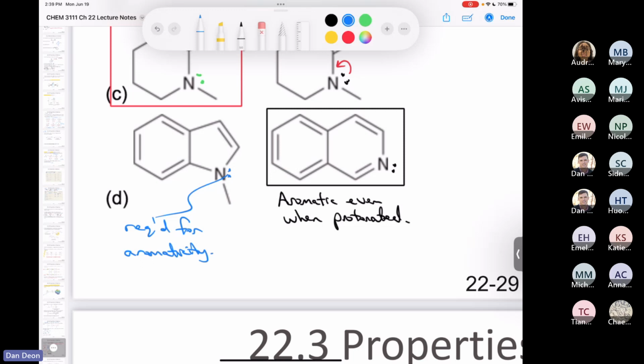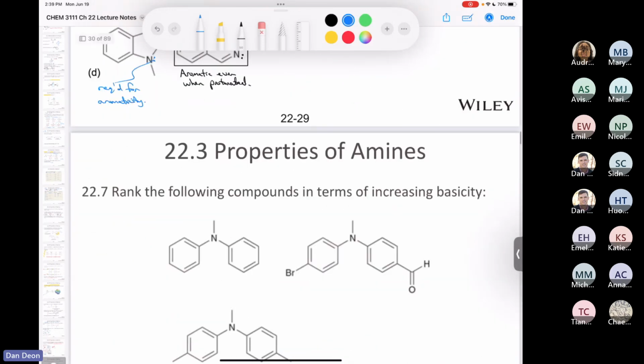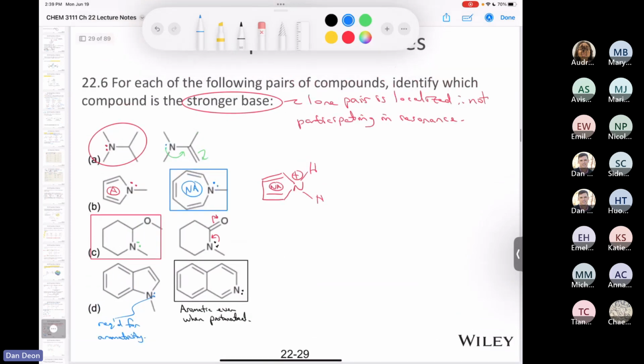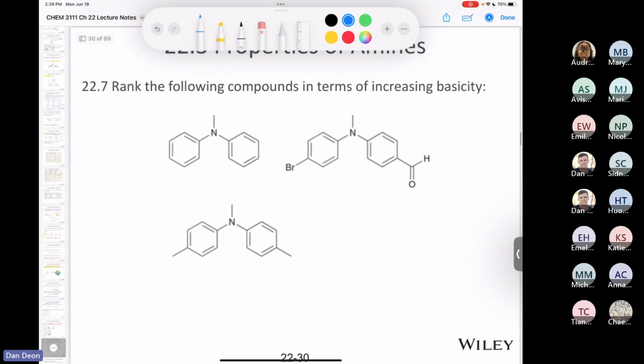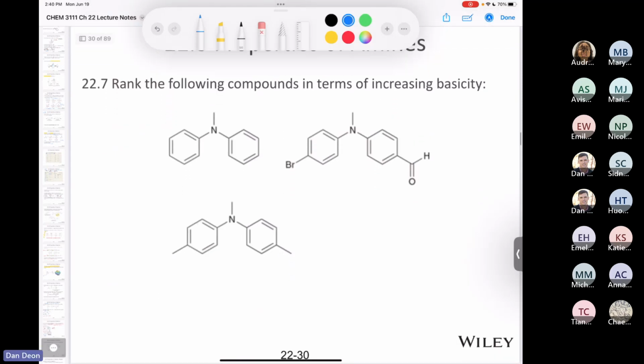Give me a thumbs up if you're with me on that. Maybe 75% of the way? All right, cool. All right. Usually students do very well at that, kind of identifying a stronger base, stuff like that. In terms of increasing basicity.